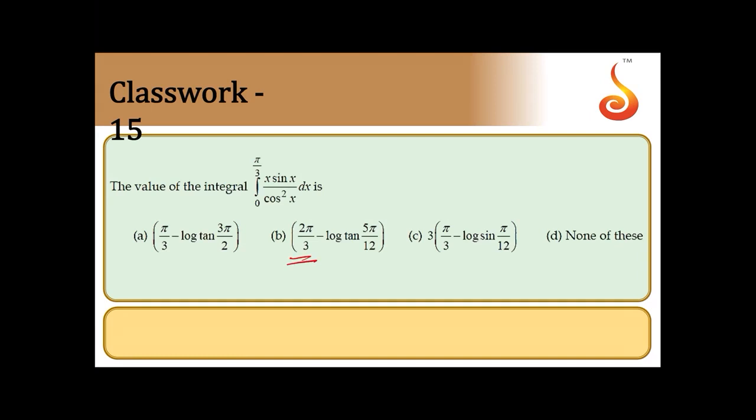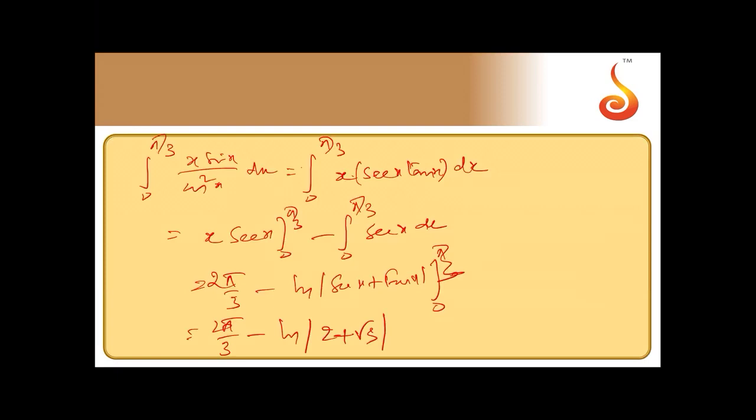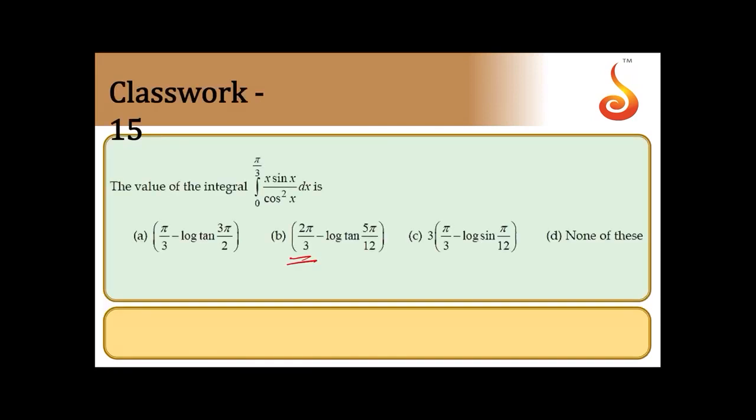Only one option matches. I think it is B, with 2 plus root 3. It is cot 15 degrees, which is the same as tan 75 degrees. So 2 pi by 3 minus logarithm of tan 5 pi by 12. Yes, of course, that option is the correct one.